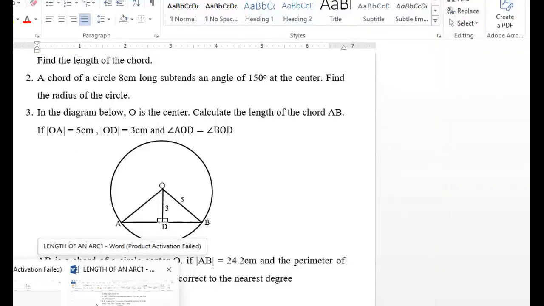So number 2: a chord of a circle is 8 cm long. Before you start solving, always know what each figure is representing. So a chord of a circle 8 cm long means my L is 8 cm. That is the length of the chord. Length is 8 centimeters.